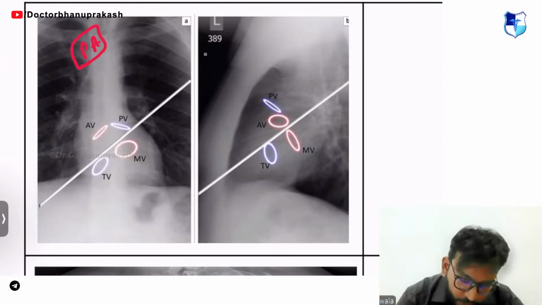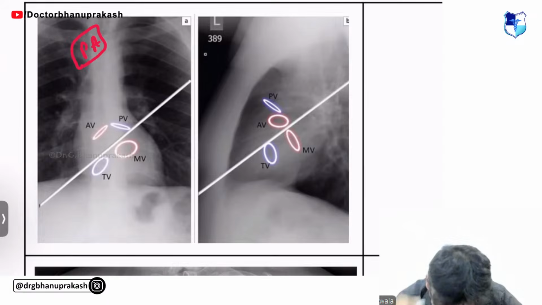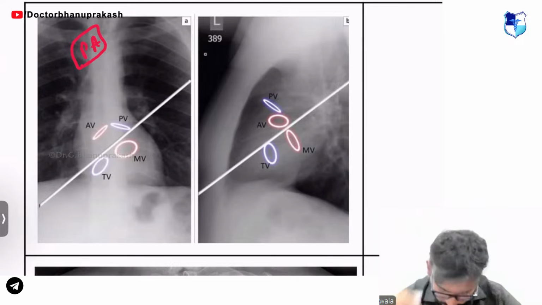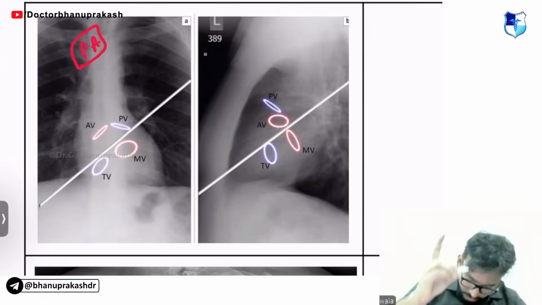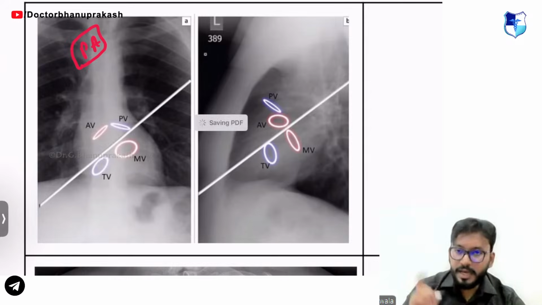The left heart border, come on, guys. What is the left heart border made of? Come on, quickly, guys. We're running out of time. What is the left heart border made up of? All the structures. List it for me from top to bottom. Yes, aortic knuckle. Then left pulmonary artery. Then left atrial appendage and the left ventricle.